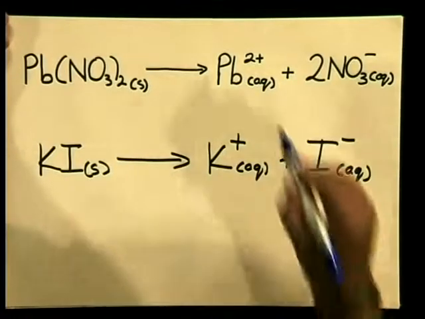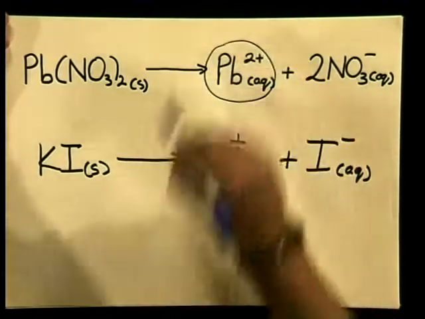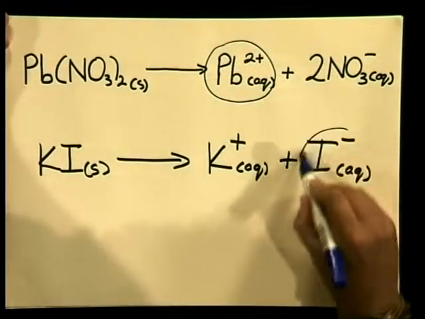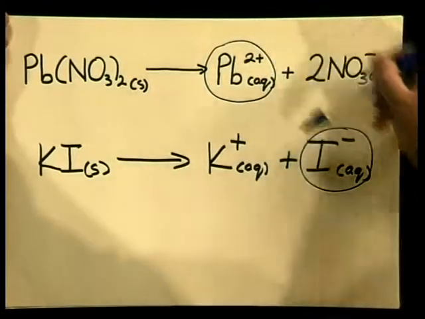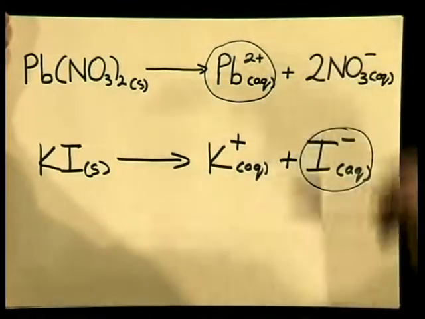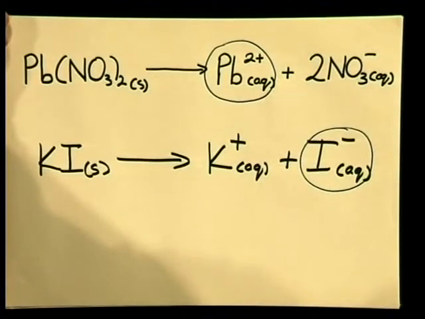Can you see that when lead cations are attracted to the iodide anions, they join together to form a new insoluble substance called lead iodide? This is the yellow precipitate. Now, what about the potassium ions and the nitrate ions in solution? Well, they will attract each other.